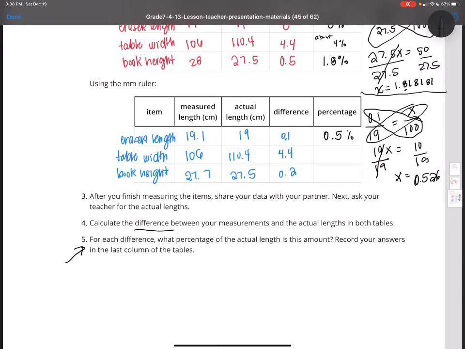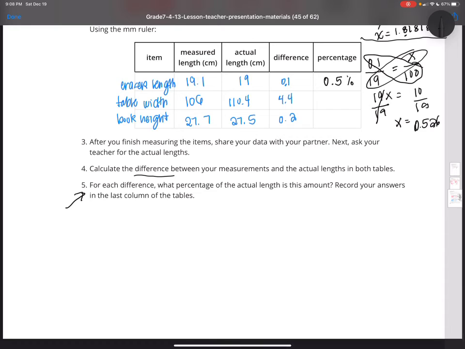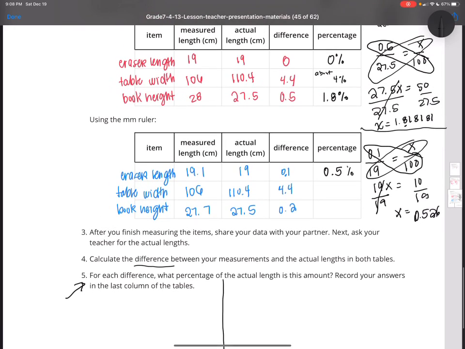Okay. Now, since I have some room at the bottom, I'm going to do the rest at the bottom. And I'm going to draw a line to help you guys see, organize notes, make the best note. So here we go. For the next one, the tabletop, it had the same difference, same measurements. So guys, what do you think? Do you think it's going to be the same percent?